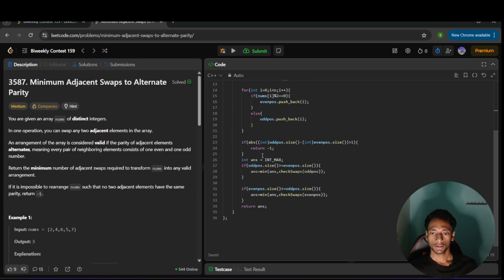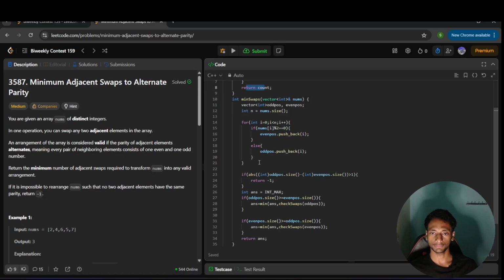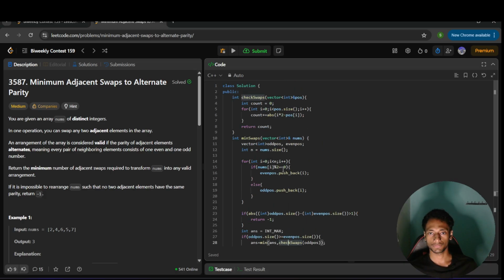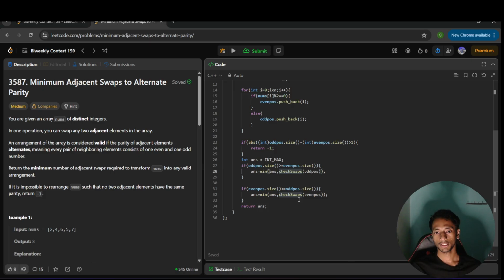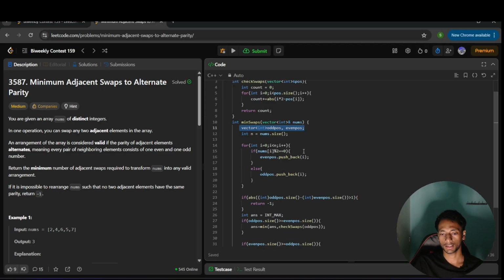Got it? So for this approach, what is the time complexity? We are iterating over the input array, so it will be big O of n if the input array length is n. Similarly, here we are calculating the check swipes, which will be roughly n by 2, so we can assume that our time complexity will be big O of n, correct? And for space complexity, we are taking 2 vectors, so it will again be big O of n, because we are storing the positions of all the numbers, so it will again be big O of n, correct?